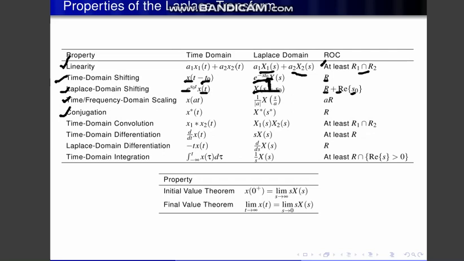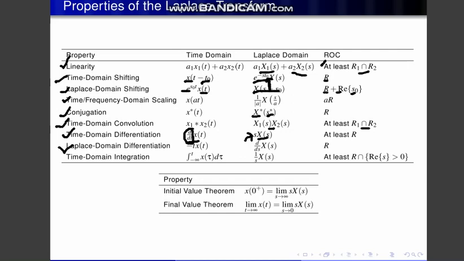Conjugations are quite similar. They both are conjugates, the transform and the S-plane. The time domain convolution is also similar to the Fourier transform, that is, the transforms multiply with each other, and the ROC is between them, so the intersection part. Time domain differentiation, d/dt of x(t): in the Fourier transform we probably use j omega, but here we use s after transforming, and x(t) will be transformed as capital X(s).